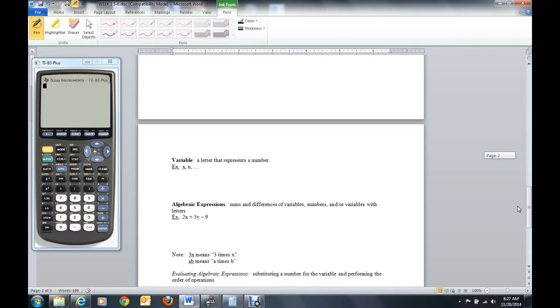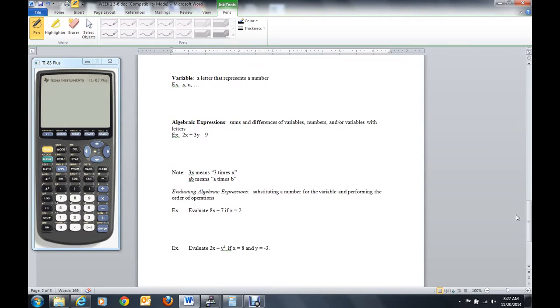And then one last topic. It involves variables, like terms, expressions. Anytime you see a letter in a math class, that just means it's a variable. A variable is nothing but a letter that represents a number. The common ones are x and n, but anything can be used.